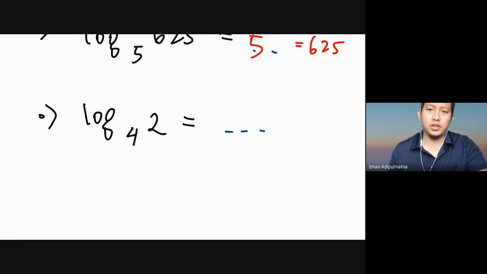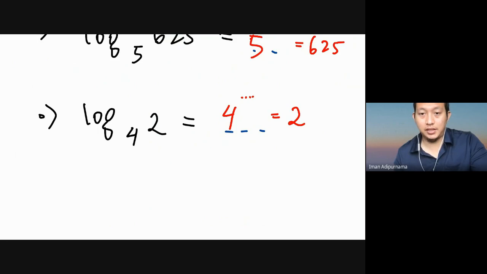Now how about the third one here? Now it's base of four. Yeah, correct. So you can also have fractions, like in the square root, right? So if you have this x, then x should be a half.